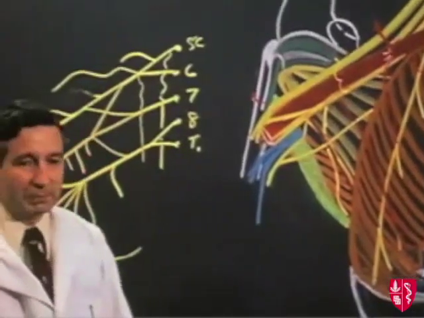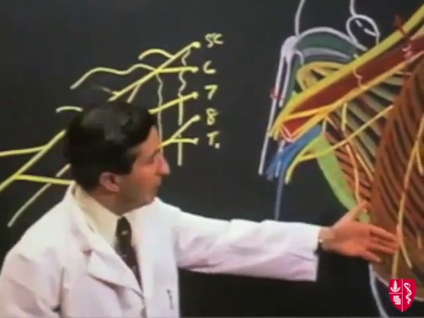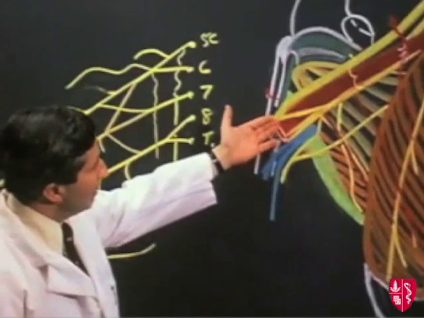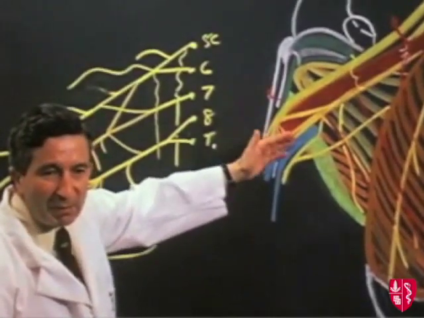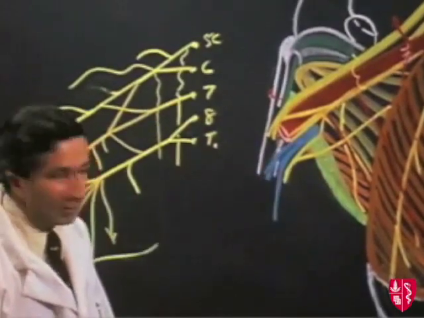And the disability that might result from paralysis of that nerve? Well, the patient would be unable to medially rotate, will have weakness in medial rotation of the shoulder joint, and will have weakness in adduction of the shoulder joint.